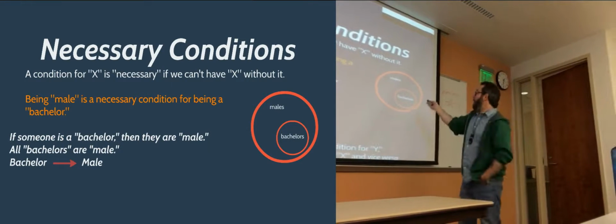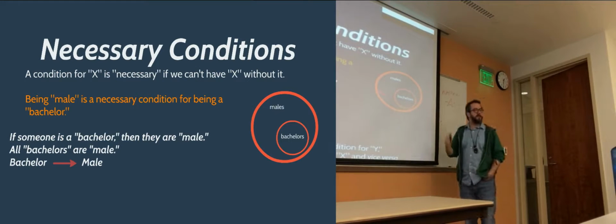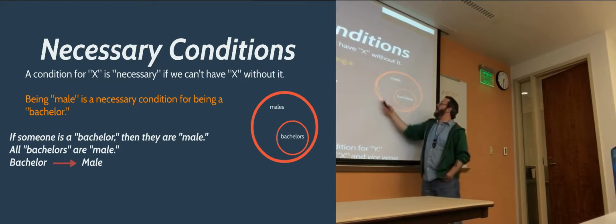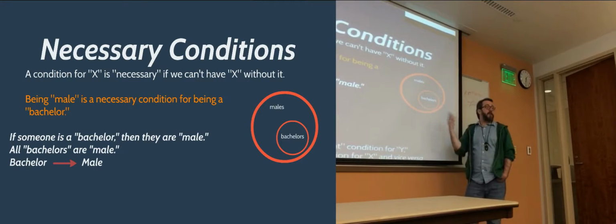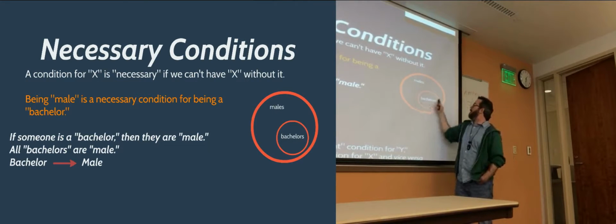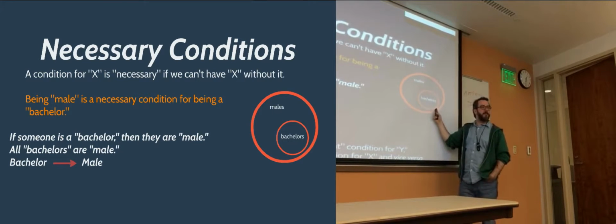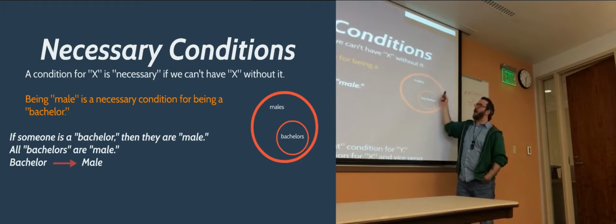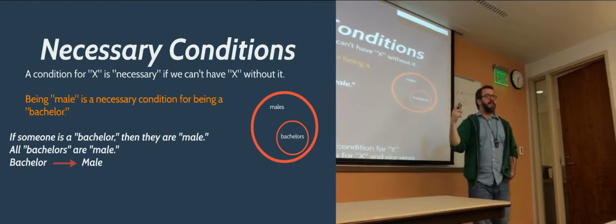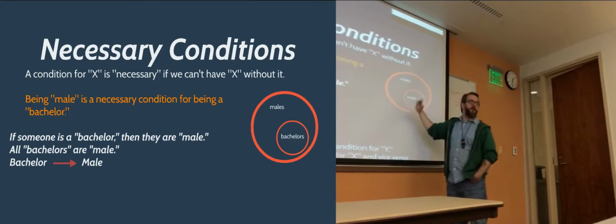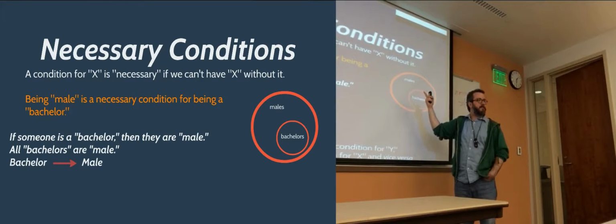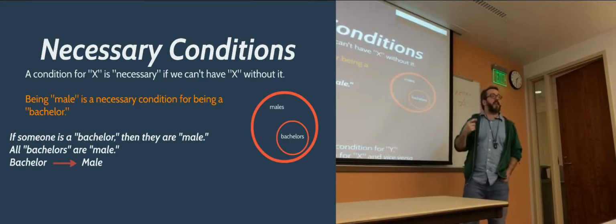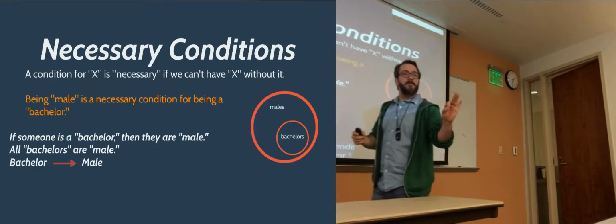Or I could do it in this cool little Venn diagram over here, where here are all the males. Some of them are married, some of them are unmarried. The unmarried ones are in this circle, we call them bachelors. And notice, all of the bachelors are inside of the male circle, which means that if you're a bachelor, you have to be a male. And that makes maleness a necessary condition for being a bachelor. Cool?